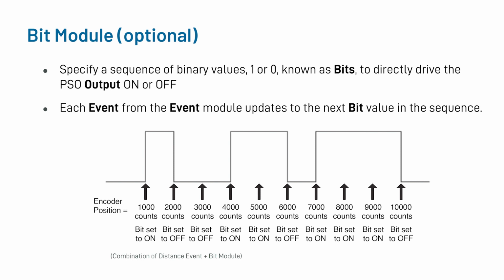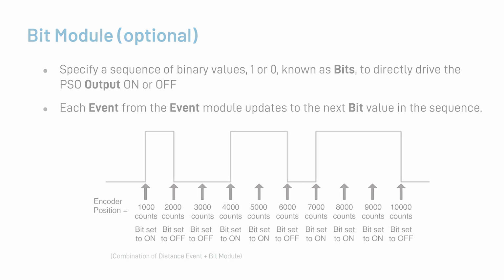So you can see how we are combining the distance module to generate events every 1000 encoder counts, then utilizing the bit module to trigger what each of those events cause the drive output to actually do. Do they turn the output on or off? In a situation like this, we're actually bypassing the waveform module completely, since we don't actually need to configure what the on time, the total time, or the number of cycles is going to be. We are simply saying at each of these sequences every 1000 encoder counts, do we set the drive output on or do we turn it off?